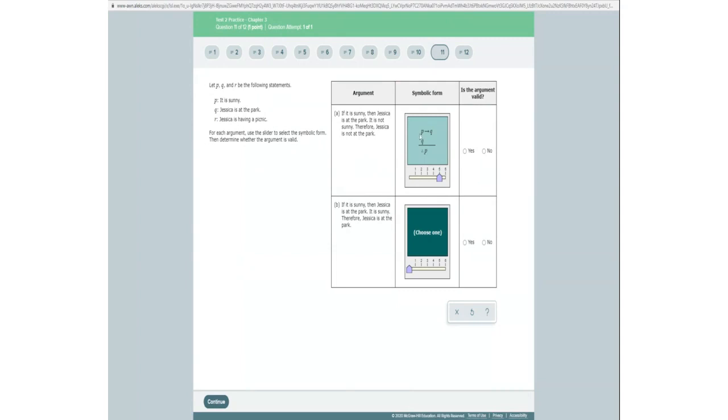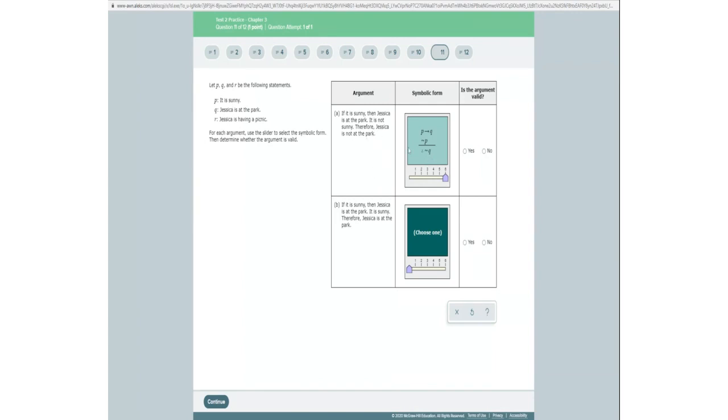is that first one. If it is sunny, then Jessica is at the park. It is not sunny. So it's not that one because it doesn't have a not P there. But this one has a not P. It is not sunny. Therefore, Jessica is not at the park.